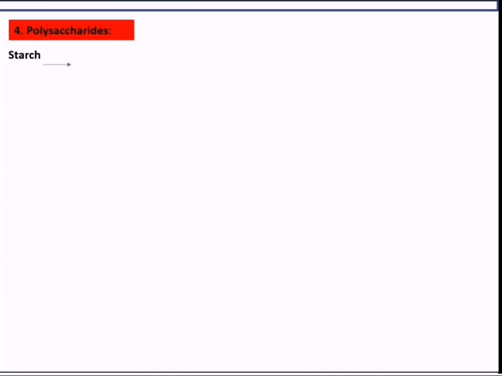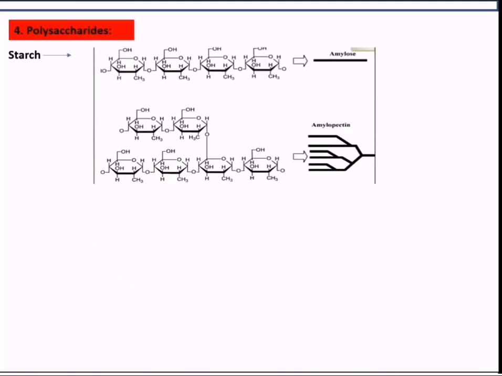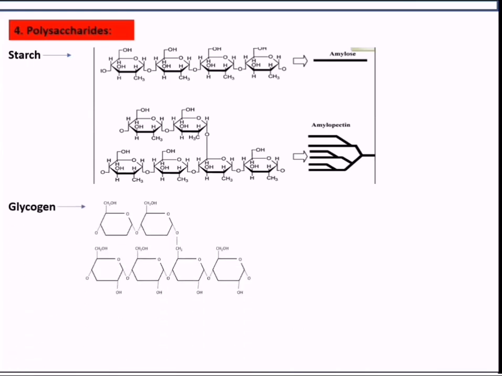Starch is a plant-based polysaccharide composed of glucose units, the primary storage form of energy in plants. The second one is glycogen, which is equivalent to starch, with a highly branched structure, stored in the liver and muscles. The next one is cellulose.